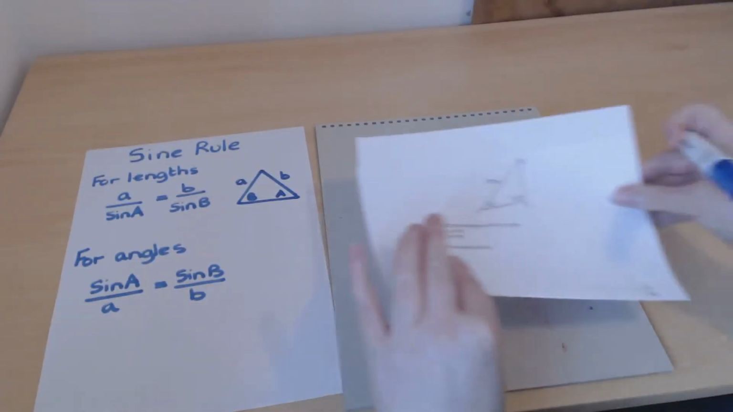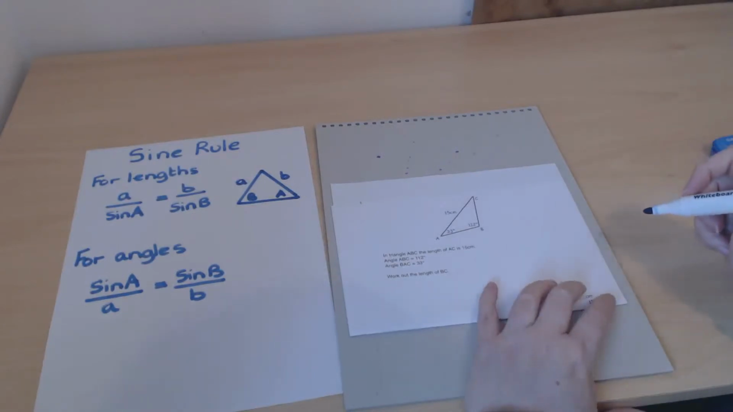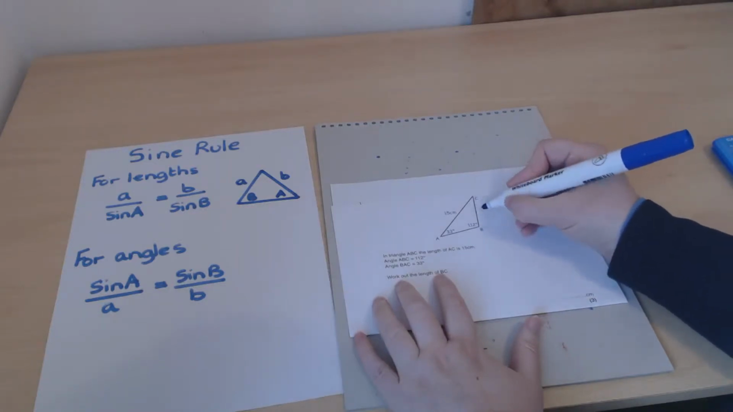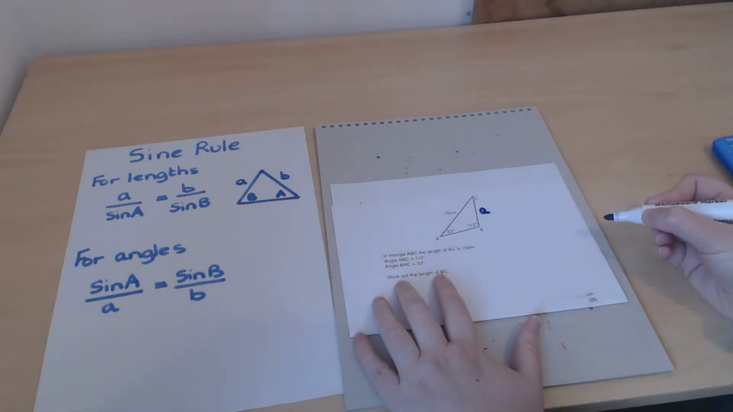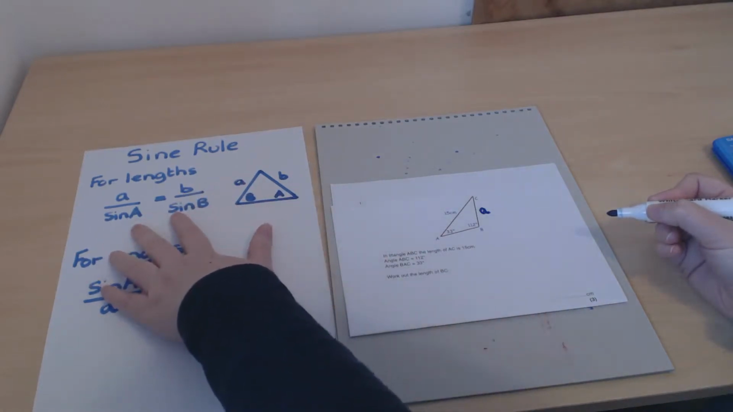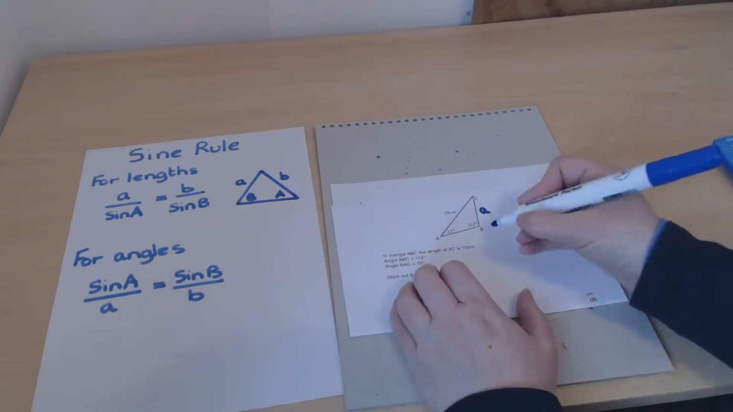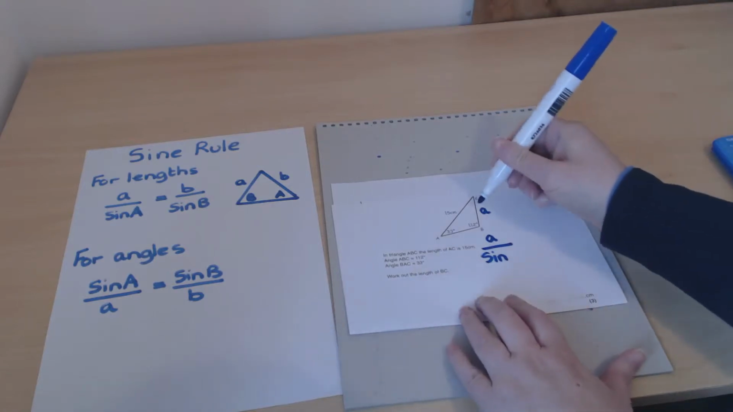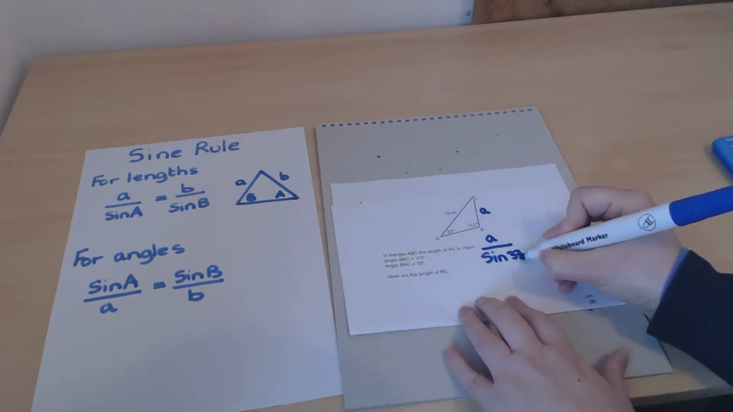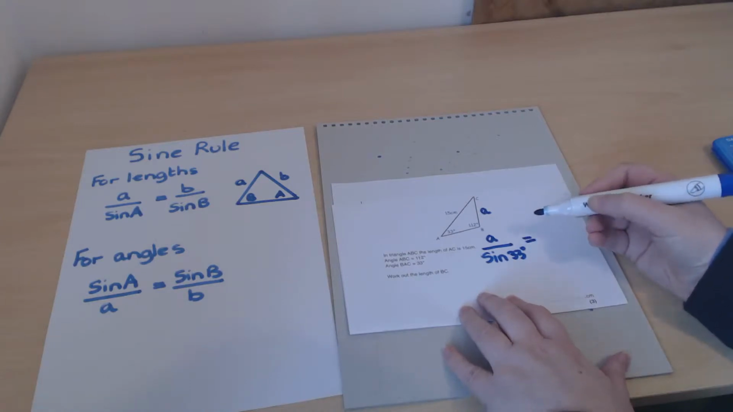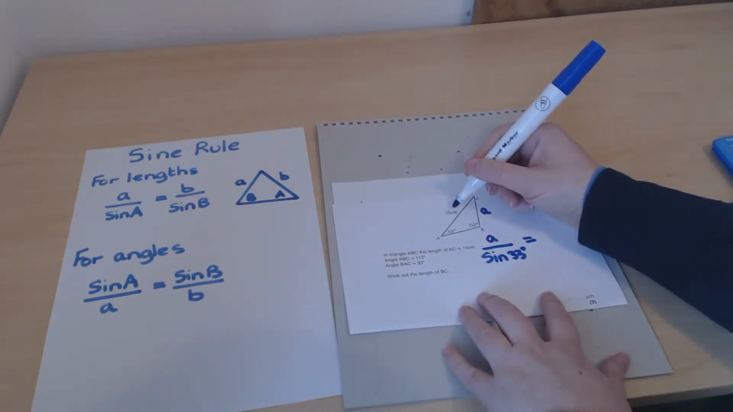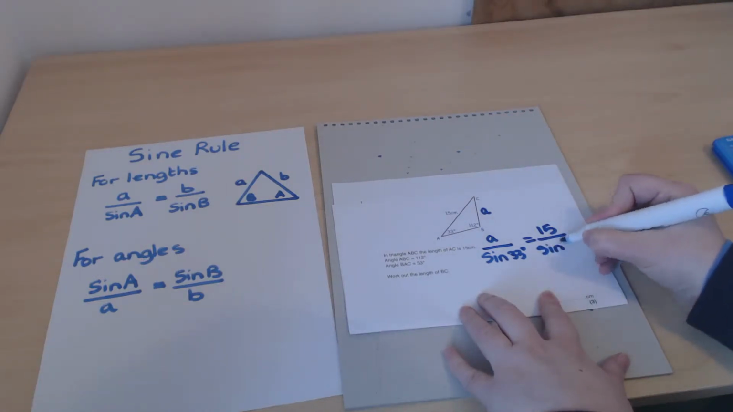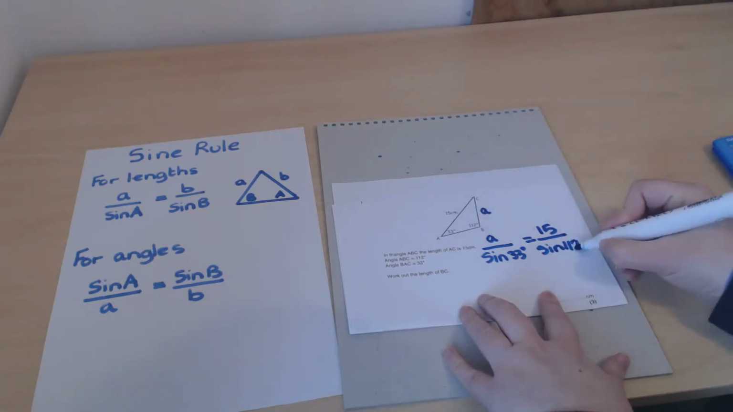So here we have another one. This time they want us to work out the length of this side here, which I'm going to call A. Okay, so that means we're going to use this version of the formula to do that. So A needs to be over sine of the angle opposite, so that would be the 33 degrees, and that's going to equal B, which is over here, which is 15 over the sine of the angle that it's opposite, which is 112.